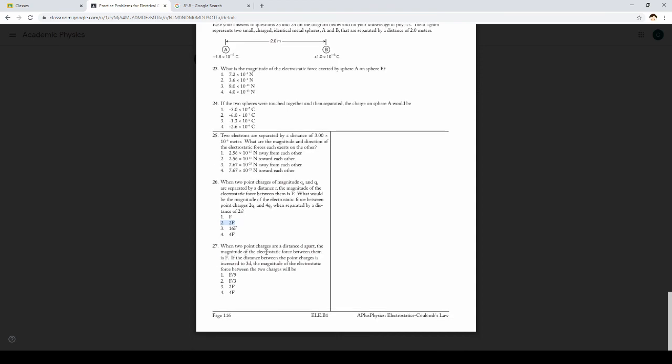Finally, when 2-point charges are a distance d apart, the magnitude of the electrostatic force between them is F. If the distance between the point charges is increased to 3d, the magnitude of the electrostatic force would be, if we're increasing the separation, we're decreasing the force. So it would not be 3 or 4. If we're increasing the radius by a factor of 3, that 3 gets squared because the radius is squared. We're decreasing by a factor of 9. The answer there is 1.